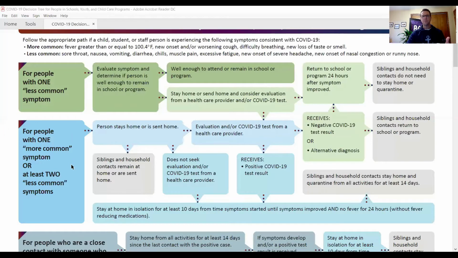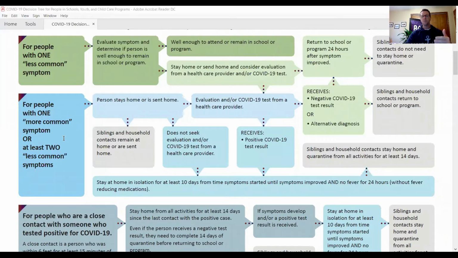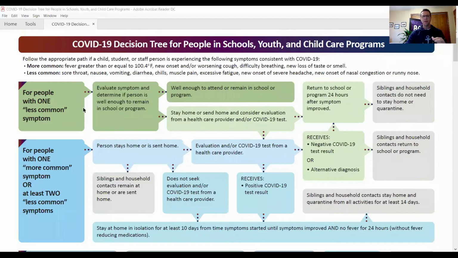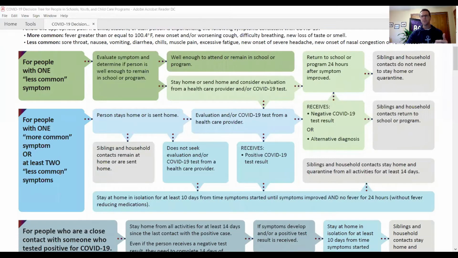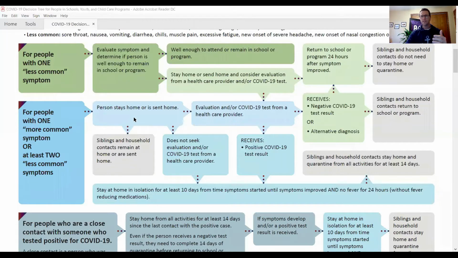Let's move down into people with one more common symptom or two less common symptoms. If we look at the two up here, the less common symptoms, two or more of these symptoms, or one or more of the more common symptoms, that's when the concern level starts to rise. If that were to take place, that student, parent, teacher, whoever that may be, staff member, will need to stay home, or if they do come to school, they will be sent home because of having the more common symptom or two or more of the less common symptoms.